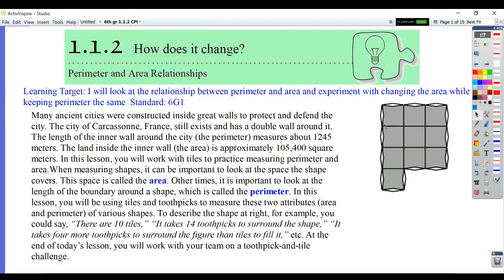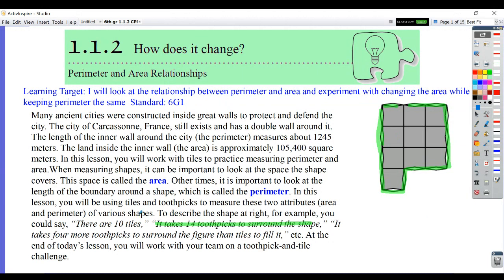So if we were going to look at this shape right here, what they're doing is showing the toothpicks along the side, okay? And the number of toothpicks is the perimeter. How many toothpicks does it take to create the outside edge? So if we count them, 1, 2, 3, 4, 5, 6, 7, 8, 9, 10, 11, 12, 13, 14, we would say that it takes 14 toothpicks to surround the shape, okay?